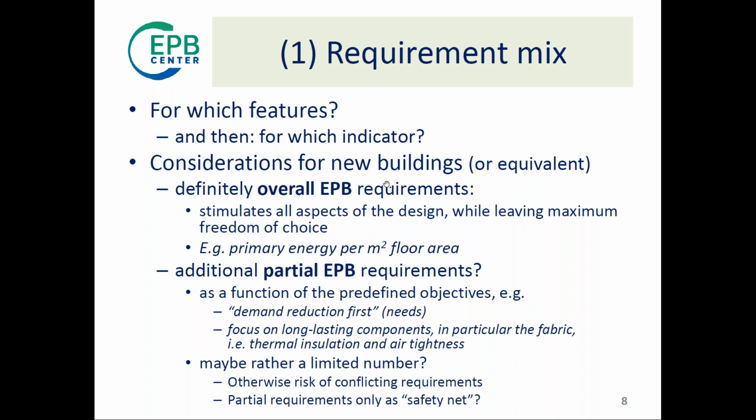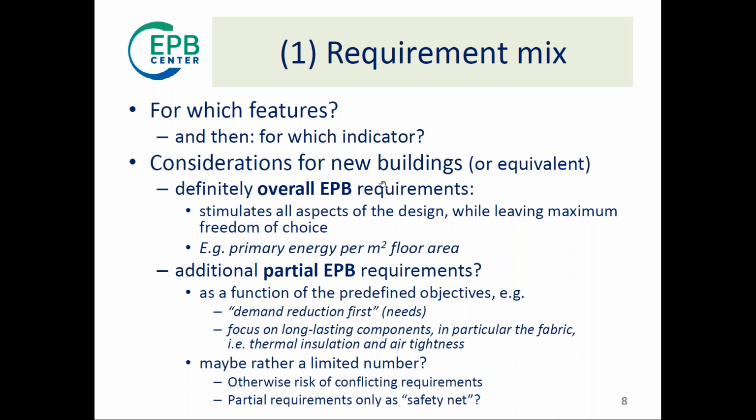Definitely you want requirements for the overall energy performance of the building. That's the holistic approach. It stimulates all aspects of the design while leaving a maximum degree of freedom for the choices. So for instance, primary energy per square meter floor area. There could also be additional partial energy performance of buildings requirements, for instance, as a function of objectives like we want to reduce the energy needs first, or we want to focus on long-lasting components, for instance, the fabric, to have them at least at the highest possible level. So thermal insulation or air tightness.